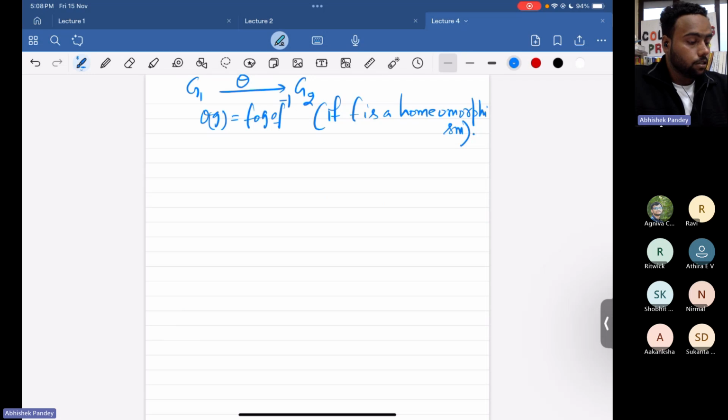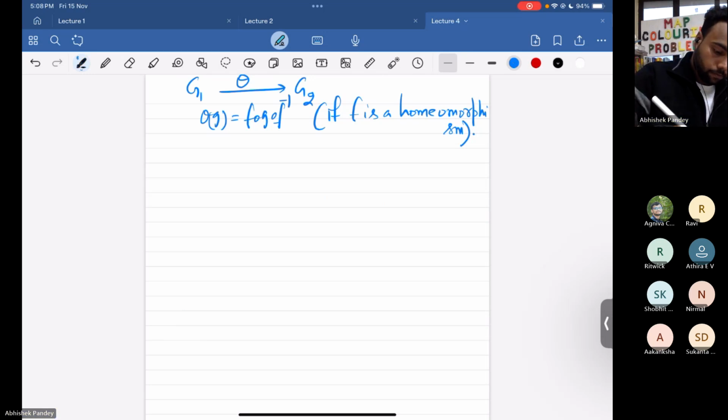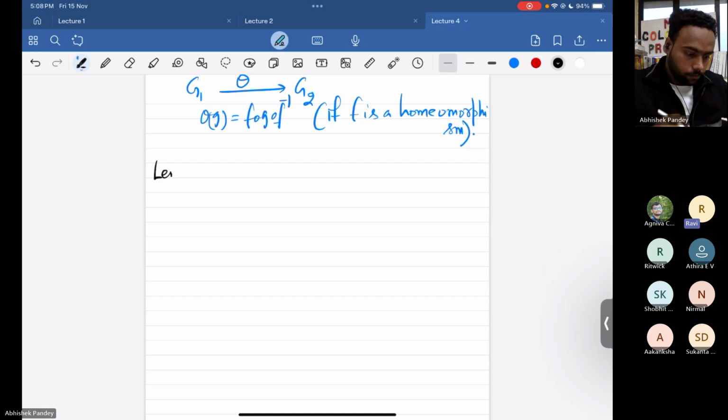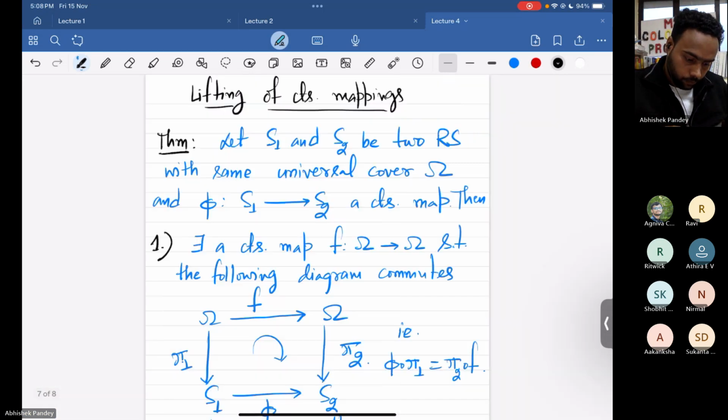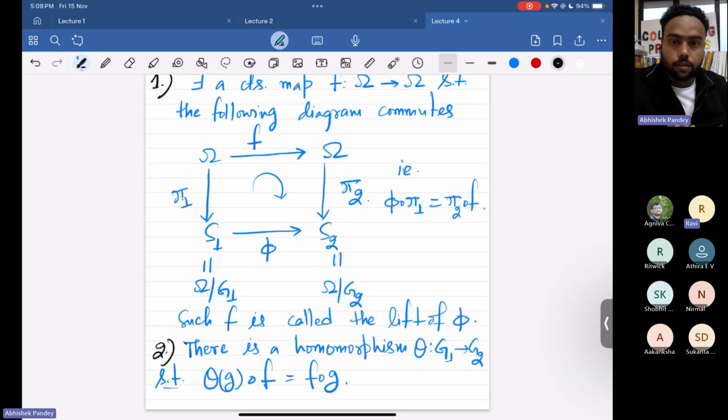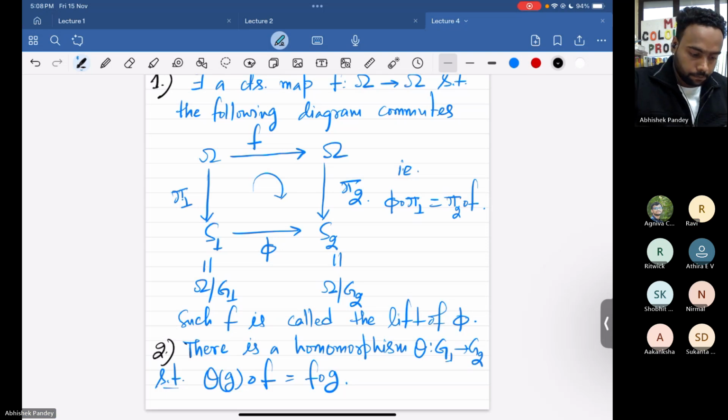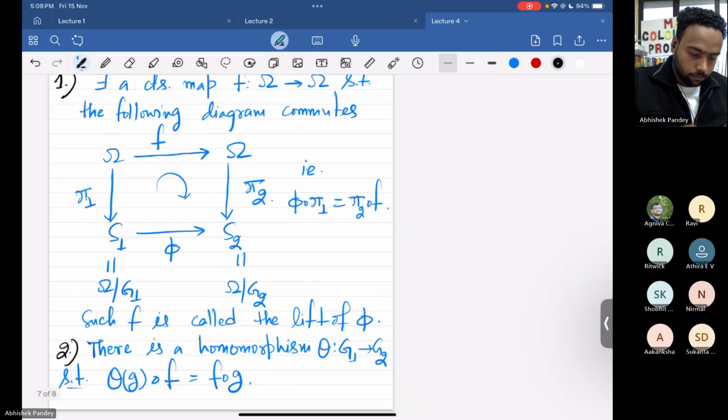Let me mention the lemma. Here, what is phi? Phi is just a continuous function or biholomorphism? Phi is any continuous function. Okay, I see. It can be a homeomorphism and biholomorphism also. So you are saying this F will always exist. F will always exist. Yeah, this always exists in this case. I see. Okay.